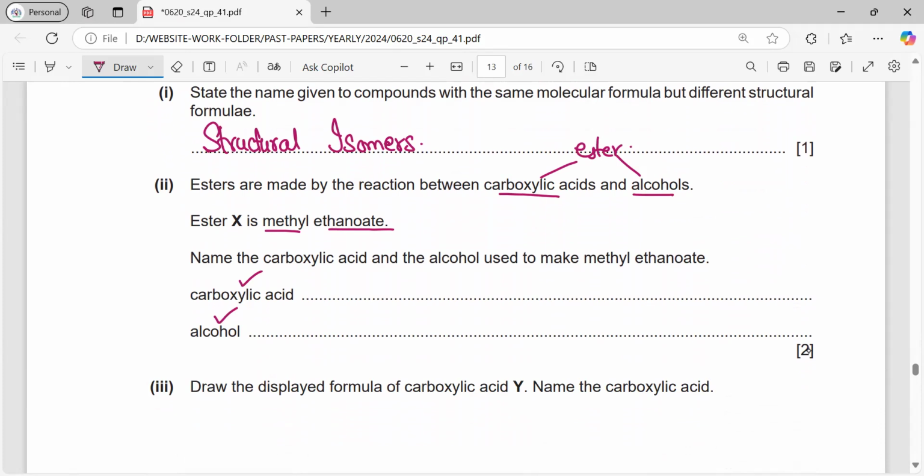Now, to identify the name of the alcohol, we'll see the alkyl part. So if it is methyl, it means that the alcohol used will be methanol. And for the carboxylic acid, we will see the other part. So if that part of the ester is ethanoate, it means that the carboxylic acid used will be ethanoic acid. That's how we can identify which carboxylic acid and which alcohol is used. Alcohols give the alkyl part and carboxylic acids give the other part in the esters.